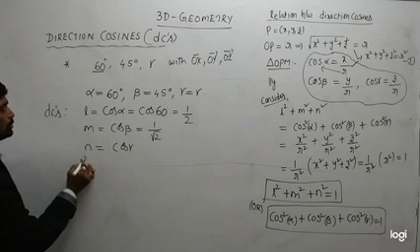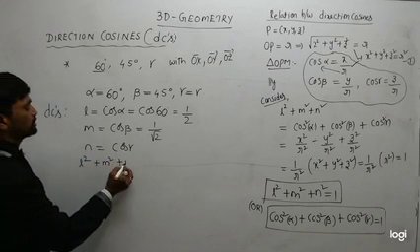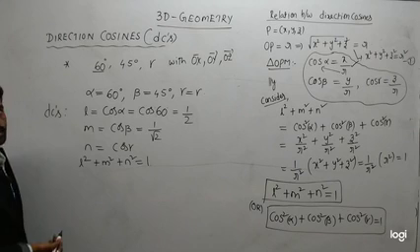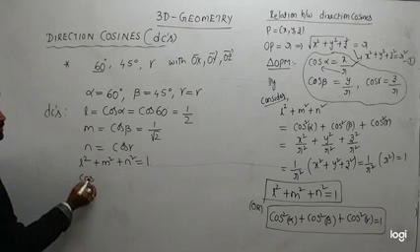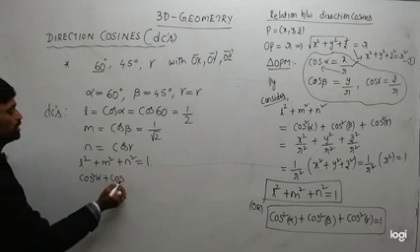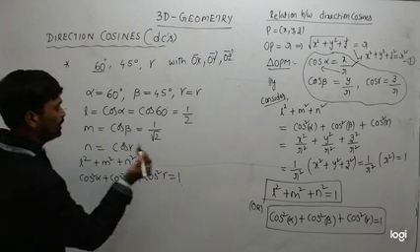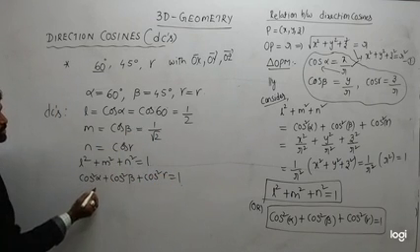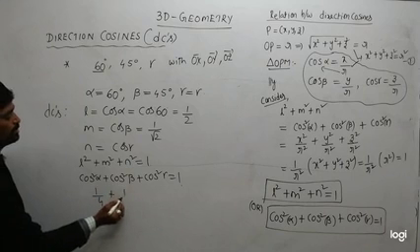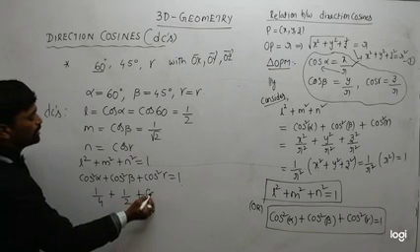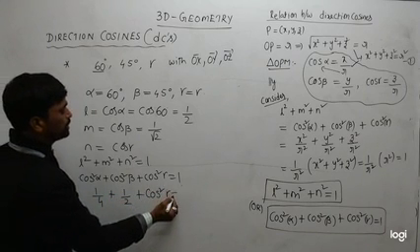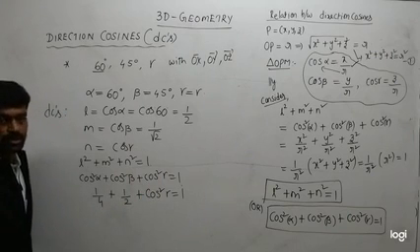But we know that L square plus M square plus N square value is how much? 1. So cos square alpha plus cos square beta plus cos square gamma is 1. Cos square alpha means 1 by 2 whole square, 1 by 4. Cos square beta means 1 by root 2 whole square, 1 by 2. Cos square gamma is what? We don't know, we have to find it, equal to 1.